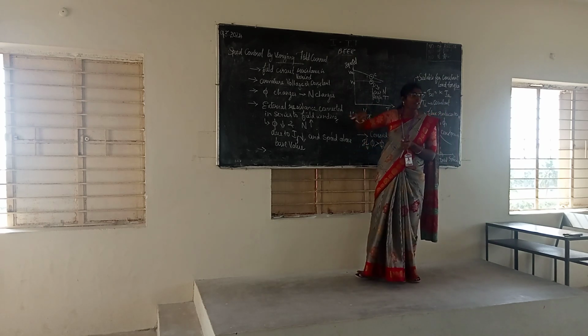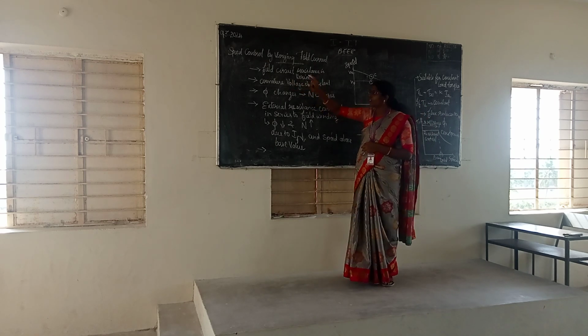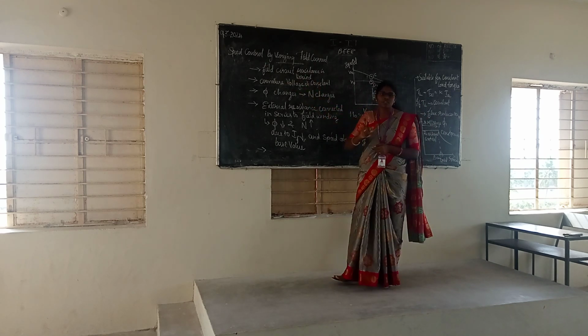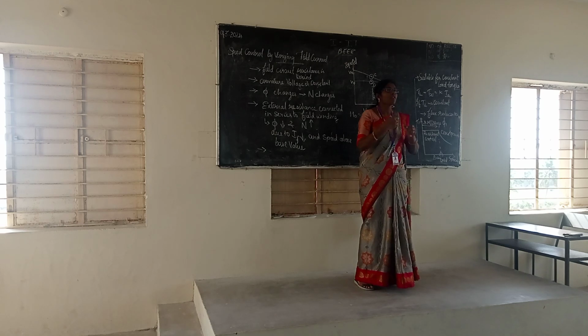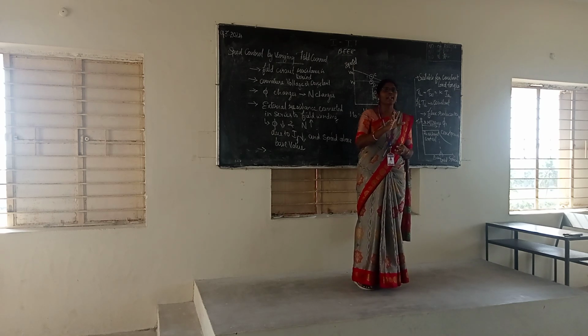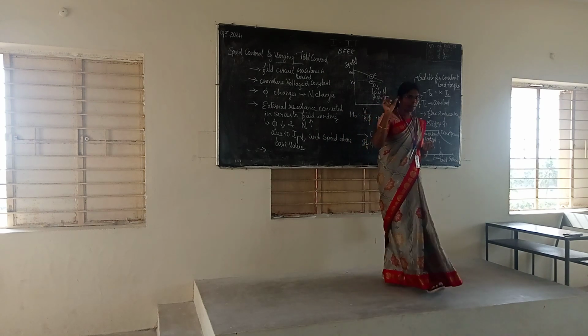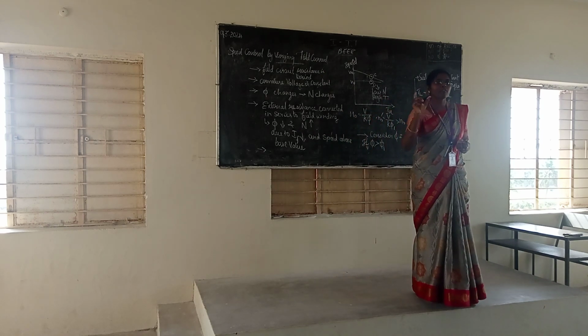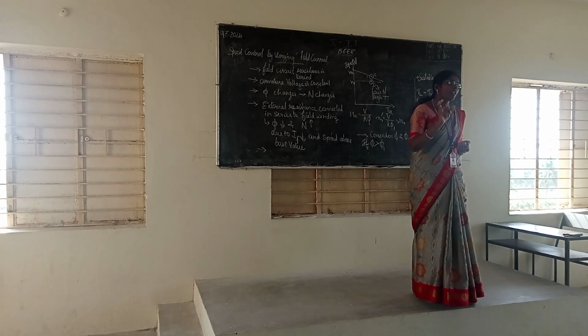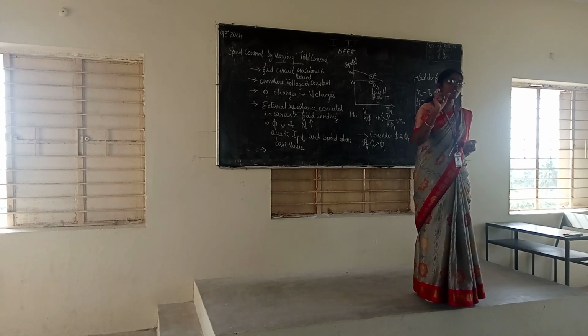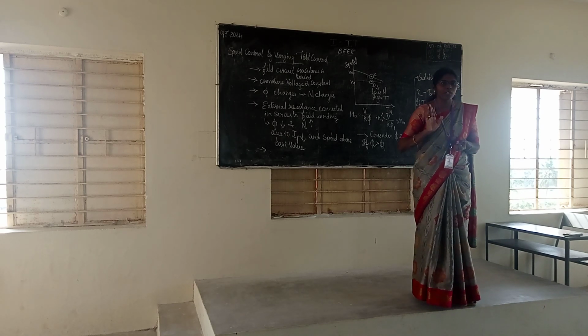For varying the field current, the first thing we have to do is, in the field circuit, vary the resistance. Externally we are going to add a resistance in series. I will explain it further, as the name itself says, by varying the field current. So in order to vary the field current, what are we going to change? We are going to change the resistance of the field winding.